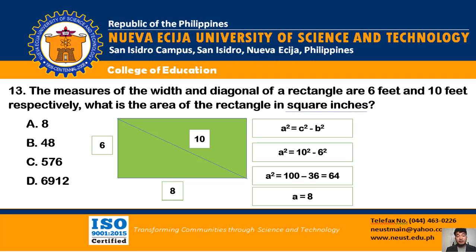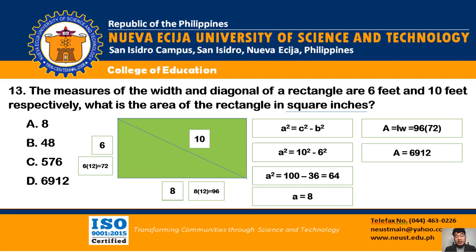But take note that we are looking for the area of the rectangle, which is in square inches. So what we have to do is to convert feet into inches. So 6 feet is equal to 72 inches and 8 feet is equal to 96 inches. Then we solve for the area of the rectangle applying the formula length times width. That is equal to 96 times 72, which is 6,912 square inches, or letter D.